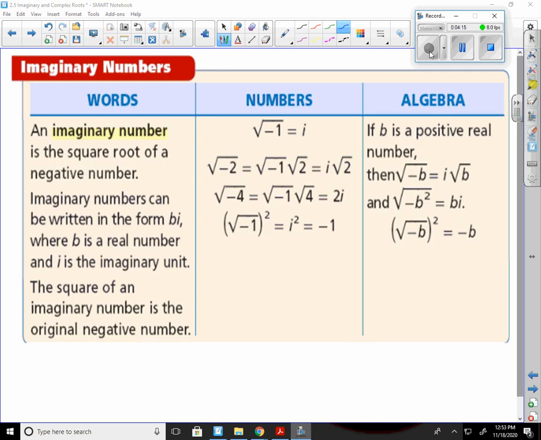An imaginary number is the square root of a negative number. Imaginary numbers can be written in the form of bi, where b is a real number and i is the imaginary unit. If we square any imaginary number with i, then it's going to give us the original negative number.